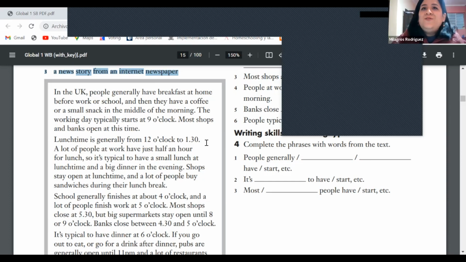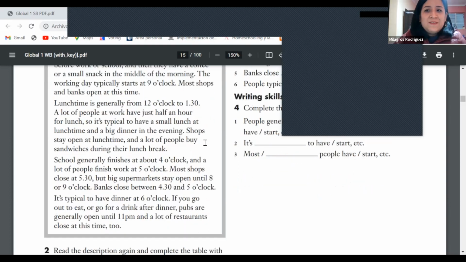In what way do you think that the life in the UK is different than the life in Peru? We have seen the similarities. Now, the differences. Maybe banks close between 4:30 and 5 o'clock. In Peru, the banks close at 6 p.m. Exactly, yes. In Peru, we stay longer. So it's until 6 p.m. What about the supermarkets like Plaza Vea, Wong? Are they similar to the ones in the UK?